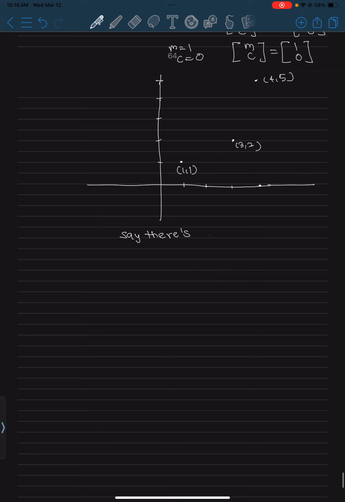Say there's a line y equals mx plus c, that passes through these points, or I don't know, whatever makes sense. Now we just go with the previous technique and substitute the points.